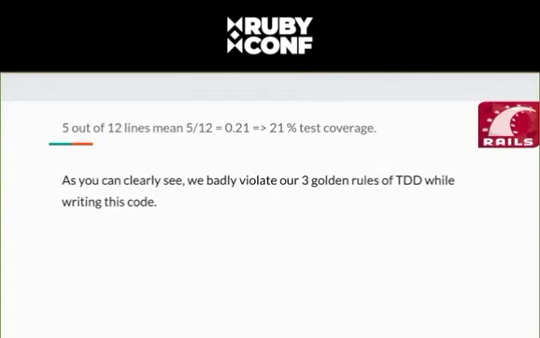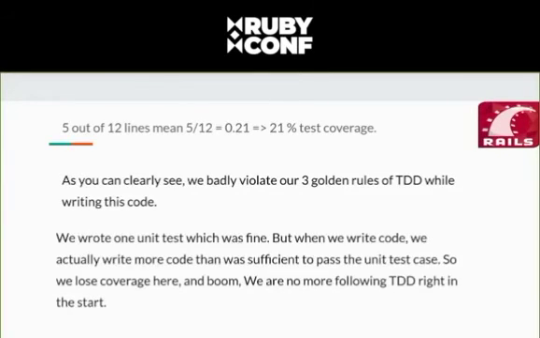And as you can clearly see, we badly violated our 3 golden rules of test-driven development while writing this code. Any of you can think or comment what we actually violated here, but I'll explain nonetheless. Number one was fine. We wrote a failing test, as per these three golden rules. But the second thing was not right. We need to write only the code to pass that one test case. And actually we wrote a detailed function that is even doing more things than the test case was expecting.